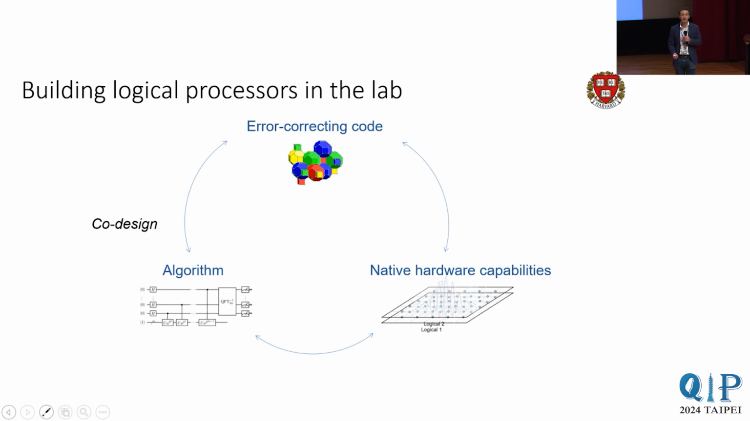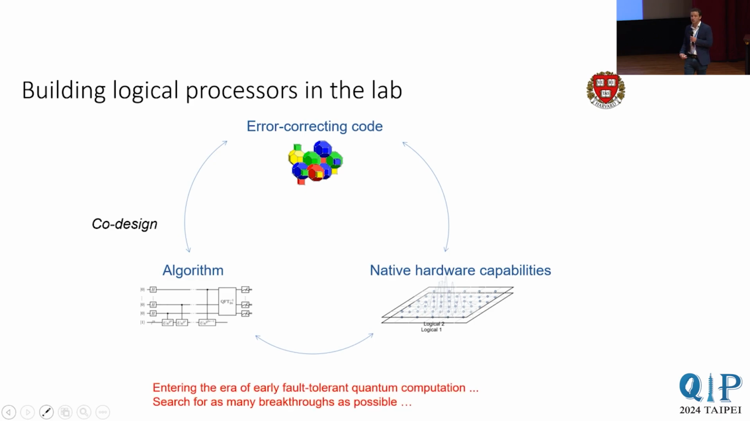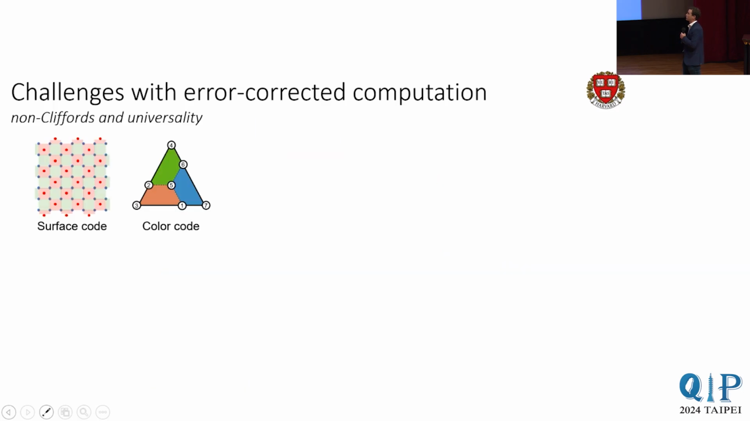We want to really find specific error correcting codes that will work for specific algorithms that are also specifically tailored to the capabilities of our hardware. And in entering this era of doing early fault-tolerant quantum computations, where we're starting to really see what quantum computation with logical qubits looks like, and we're searching for as many breakthroughs and as many factors of 10 as possible, I think this is going to be a very central focus: tailoring algorithms and error correcting codes to each other.